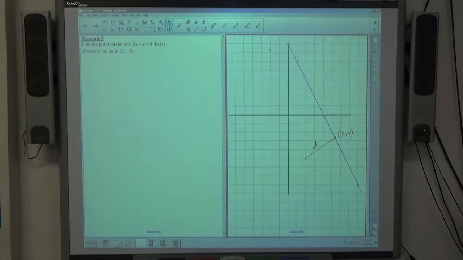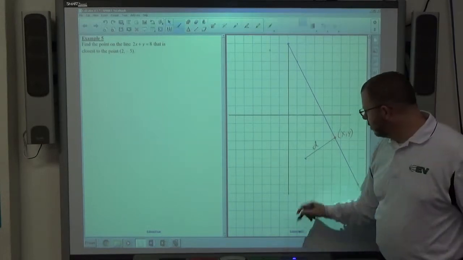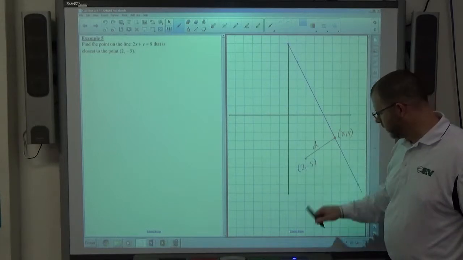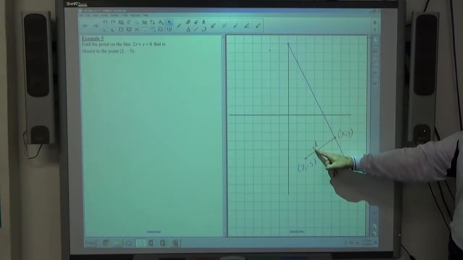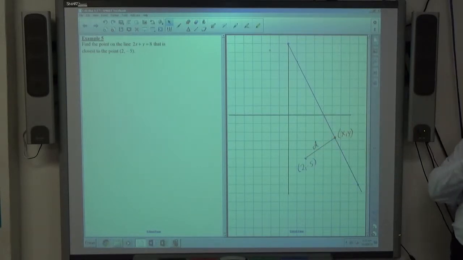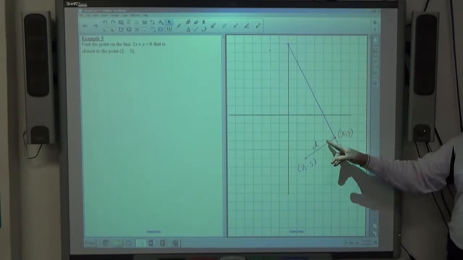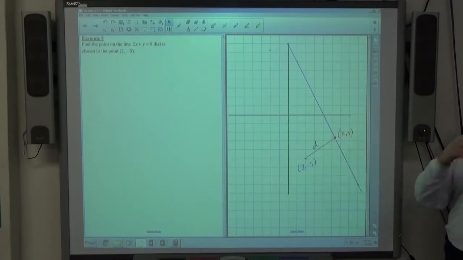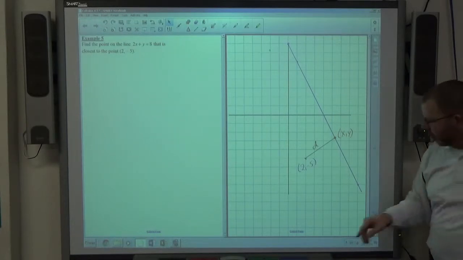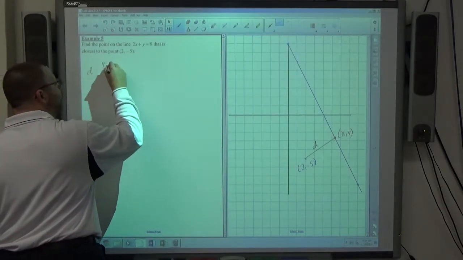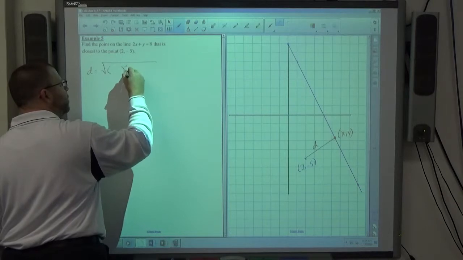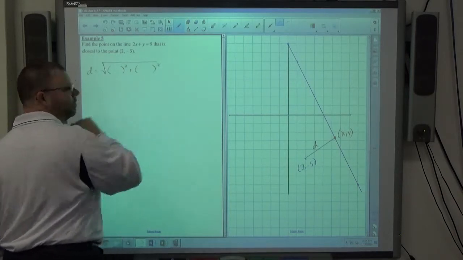So first question: is there some way to relate this length to that point, using all the mathematical knowledge you have gained throughout the years? Is there any way to relate the distance between these 2 points to (x, y) and that point? The distance formula. The distance formula states that the distance between any two points in a plane is equal to the square root of the difference in the x's squared plus the difference in the y's squared, right?